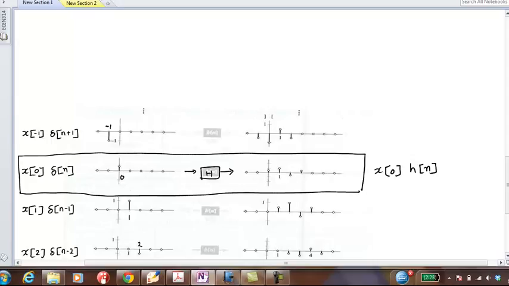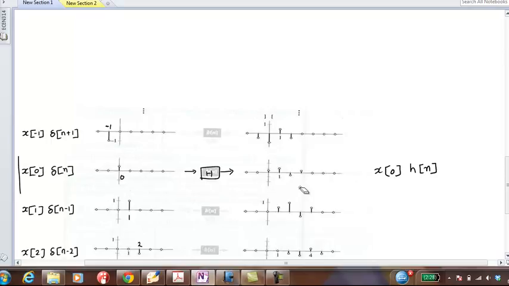Okay, so now it gets better. What about the output when the input is this?